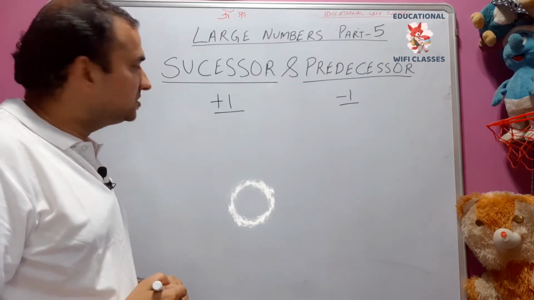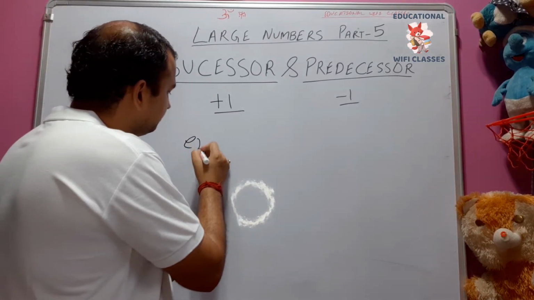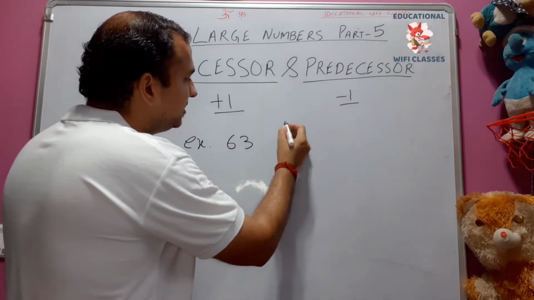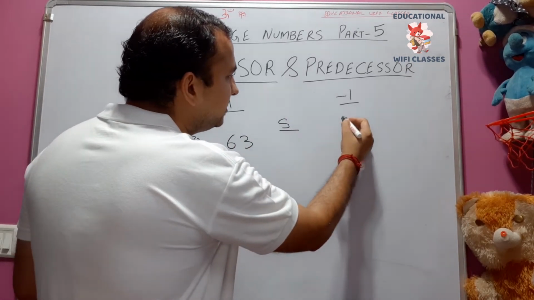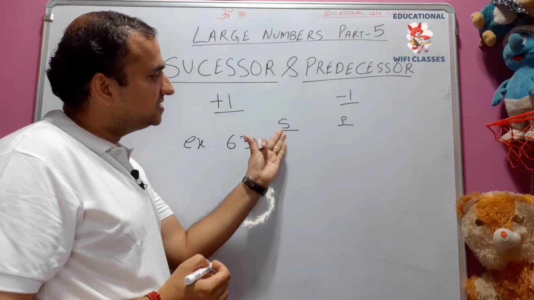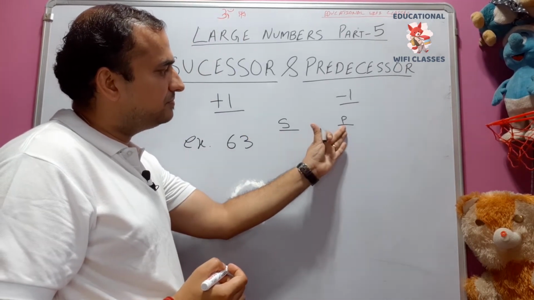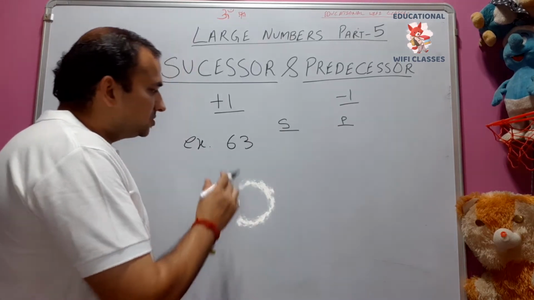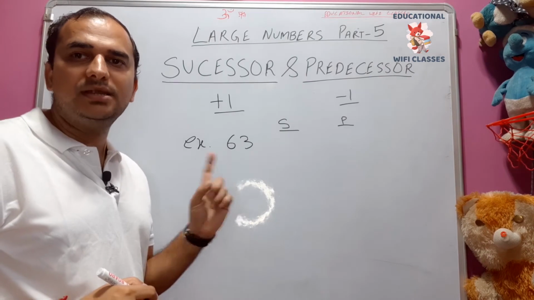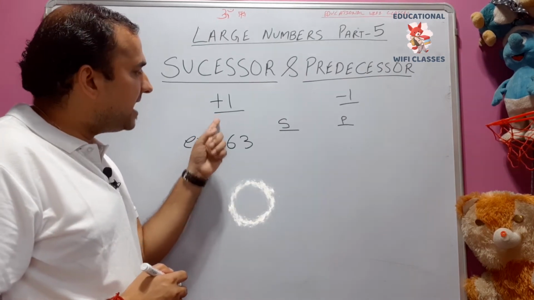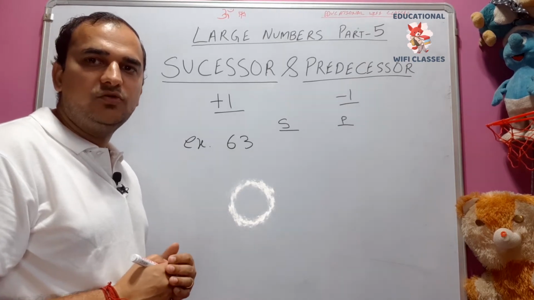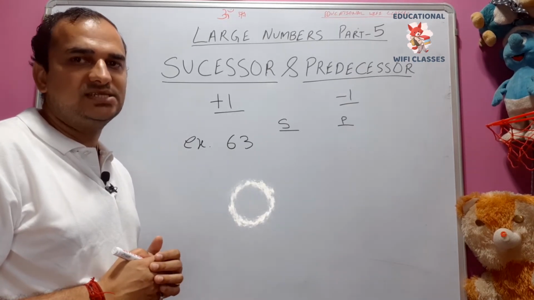Okay. So suppose, for example, 63, we need to find a successor and we need to find a predecessor. So here I write 63, and for successor I write S, and for predecessor I write P. For 63, if I need to find a successor, I need to add 1. I need to follow the same concept: when you are adding numbers, you add according to their place value.